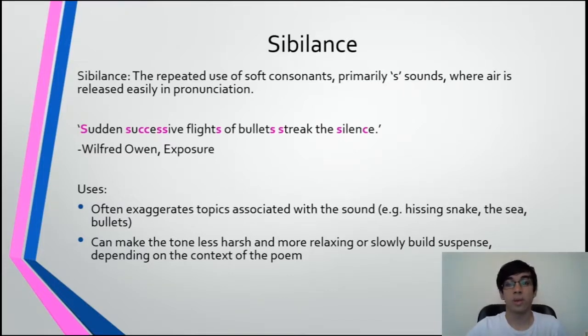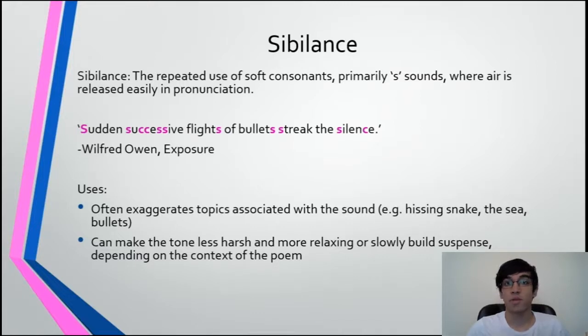So first of all, we've got sibilants. Now sibilance is the repetition of soft consonant sounds, which are pronounced by letting the air pass easily through the mouth. This is usually an S sound, but can also be extended to ch sound and sh sound. So let's take a look at this example of sibilance from Wilfred Owen's Exposure. He says, "Sudden successive flights of bullets streak the silence."